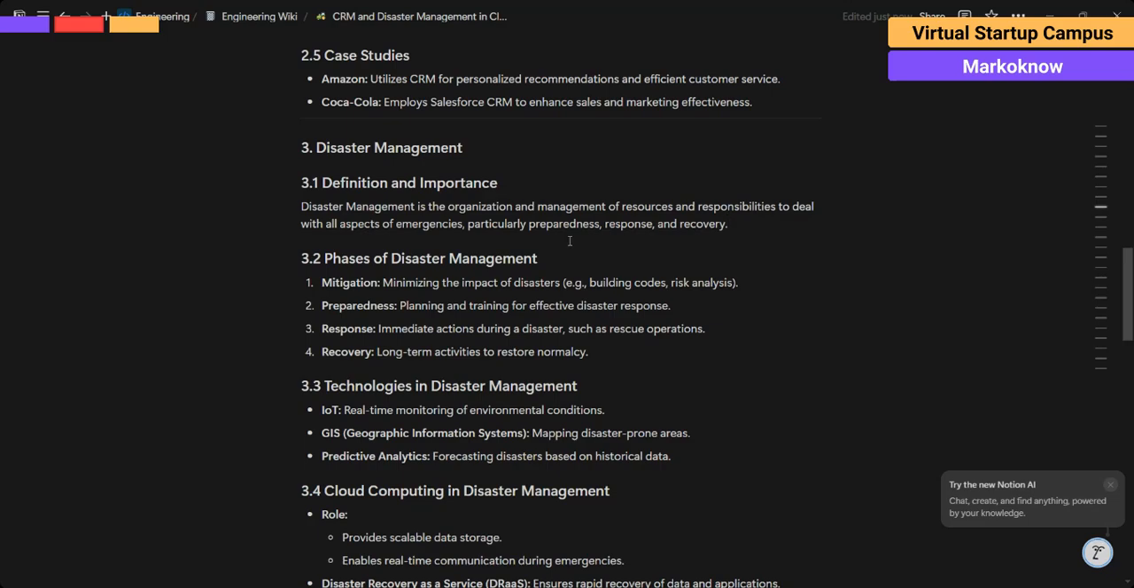So basically, what is the definition of disaster management? It is the organization and management of resources and responsibilities to deal with all aspects of emergencies, particularly preparedness, response, and recovery of the data.